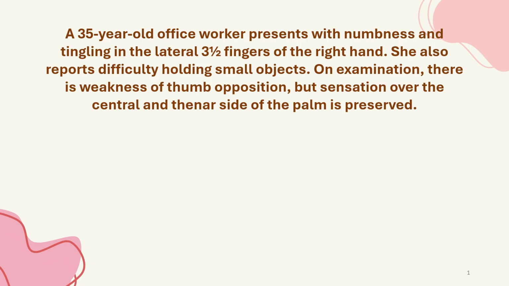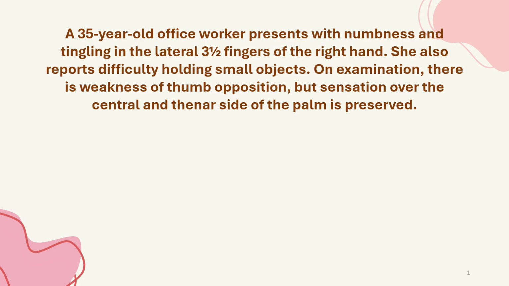First we will read the scenario and questions. Then we will try to find the clues and solve the questions together. The scenario is a 35-year-old office worker who presents with numbness and tingling in the lateral 3.5 fingers of the right hand. She also reports difficulty in holding small objects.